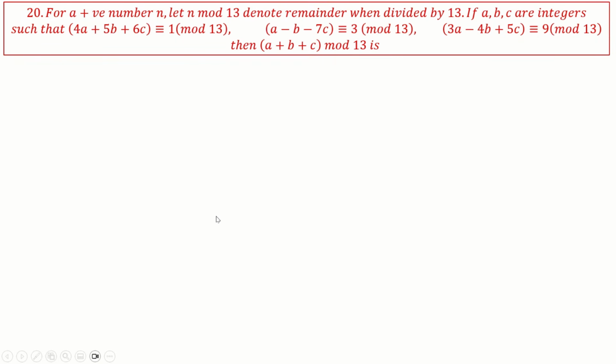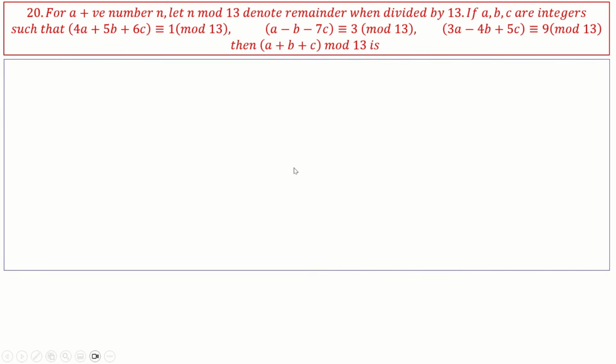For a positive number n, let n mod 13 denote the remainder when divided by 13. Okay, the remainder theorem information he gave. If a, b, c are integers such that 4a plus 5b plus 6c is congruent to 1 mod 13, a minus b minus 7c is congruent to 3 mod 13, 3a minus 4b plus 5c is congruent to 9 mod 13, then what is the value of a plus b plus c mod 13?